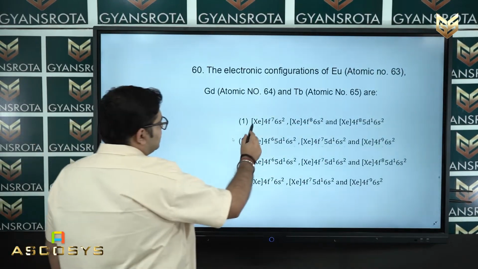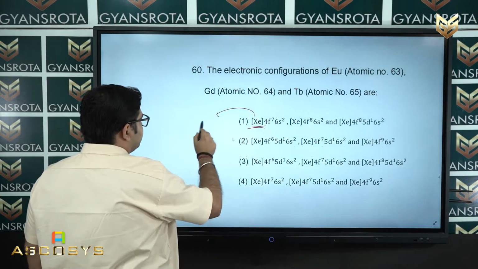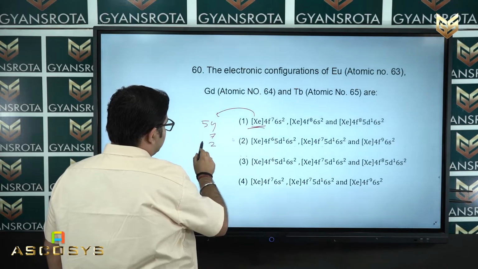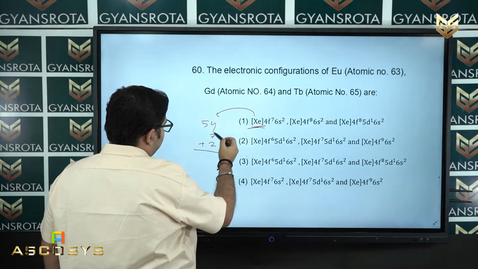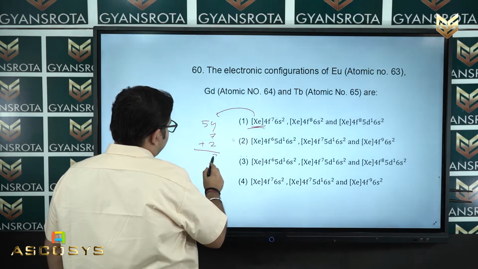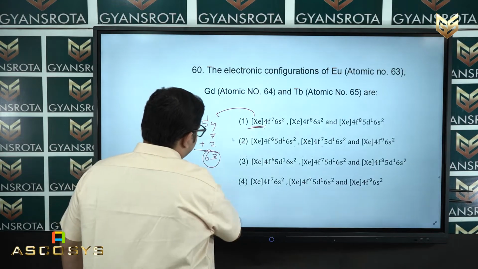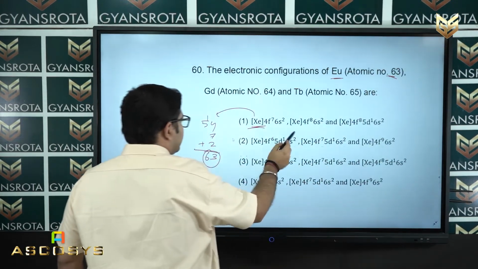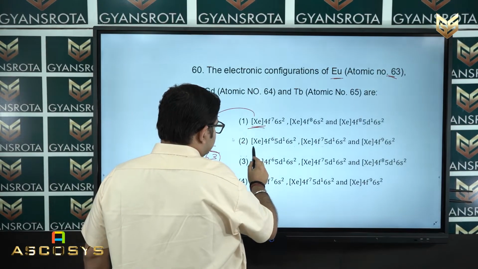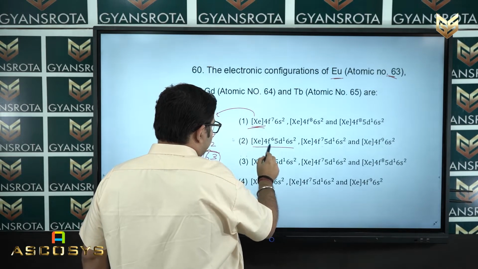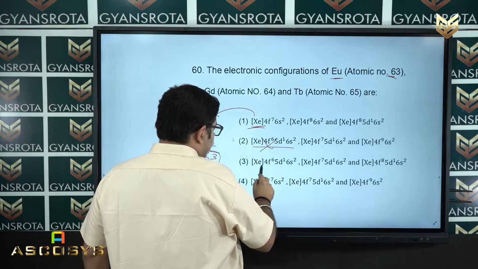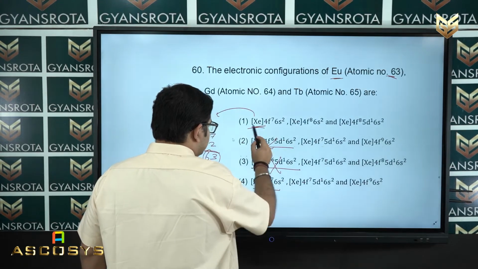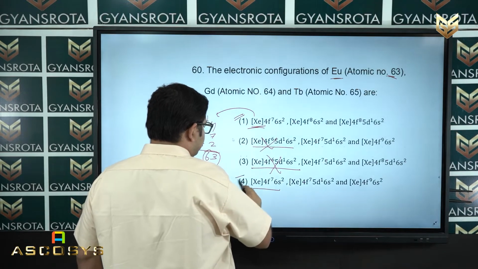So, for that you should know the atomic number of xenon, that is 54. Now, just add 7 and 2. So, what will we get? 54 plus 7 plus 2, that is coming as 63. So, 63 is possible because europium has 63, so the first configuration is possible. If you see the second option, this is not possible because europium does not contain this configuration. Even option 3 is not possible. Option 4 again is possible. So, we have to check option 1 and option 4.